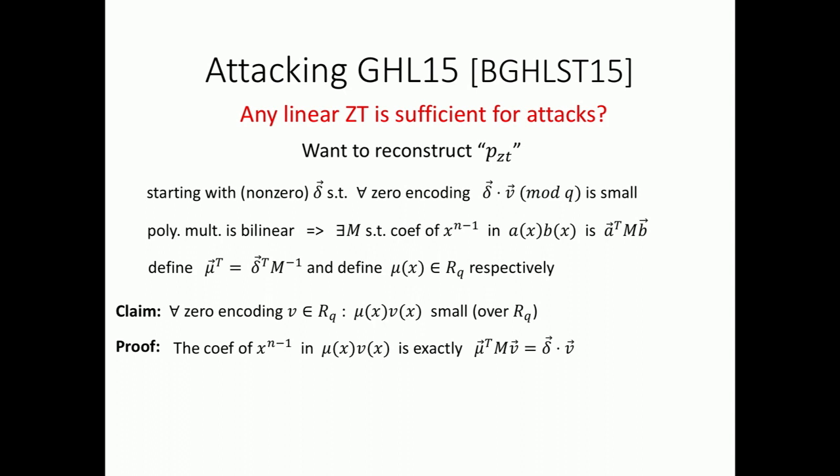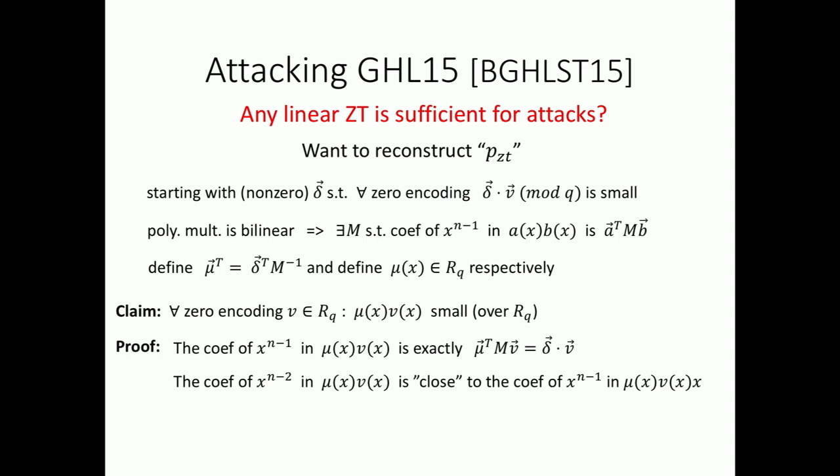observation is that the way we constructed mu guarantees that the coefficient of x to the n minus 1 in this product is going to be exactly mu transpose m times v. And since I defined mu to be delta transpose times m inverse, this is going to be exactly the inner product of delta and v. So I did organize things so that at least one of these coefficients of this product is going to be small. Okay, but what can we say about the other ones?